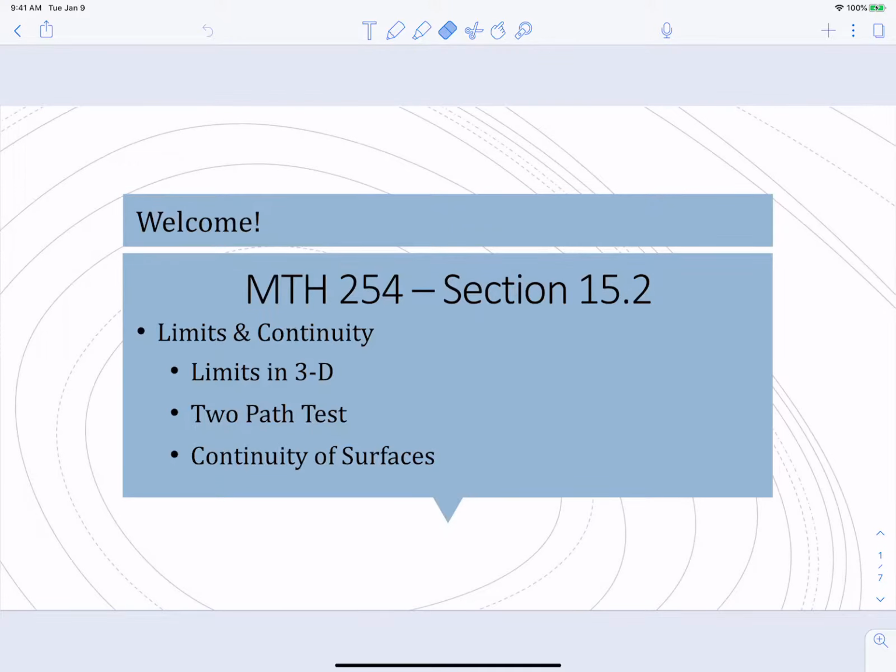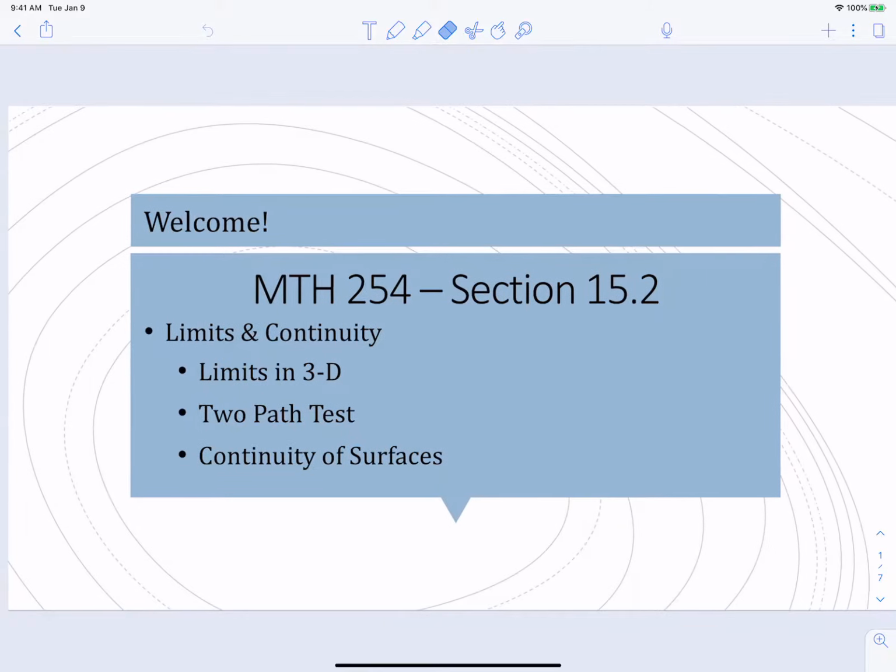All right, continuing on in chapter 15, we're going to start looking at the things that we did in 251 and 252, but now how those things translate into three dimensions. So 15.2 is limits and continuity. We're going to look at what a limit would be like in three dimensions. We're going to talk about something called the two-path test, and we're going to look at continuity of surfaces.